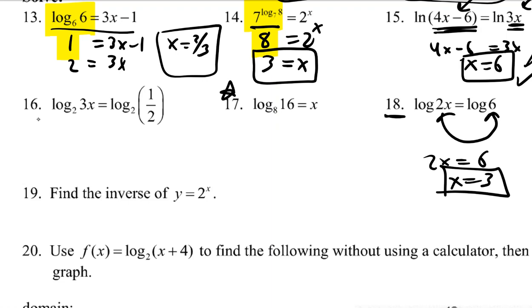Okay, for 16, I don't see much we can do with this yet, but this is a little harder to evaluate, and you can change all of that to just a number. So 2 to what power gives you 1/2? -1. That's one of those exponent rules. A negative exponent in the numerator is the same thing as a positive exponent in the denominator. So you have to do that step to get to here.